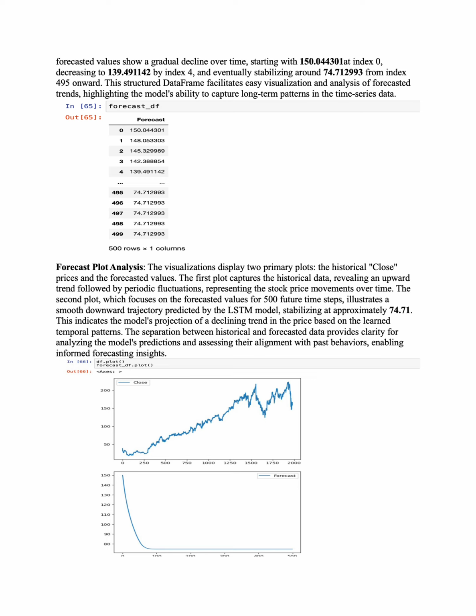The second plot, which focuses on the forecasted values for 500 future time steps, illustrates a smooth downward trajectory predicted by the LSTM model, stabilizing at approximately 74.71. This indicates the model's projection of a declining trend in the price based on the temporal patterns. The separation between historical and forecasted data provides clarity for analyzing the model's predictions and assessing their alignment with the past behavior, enabling informed forecasting insights.